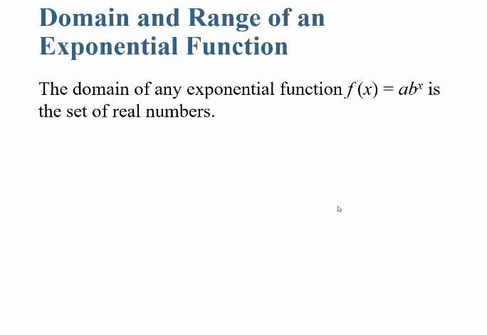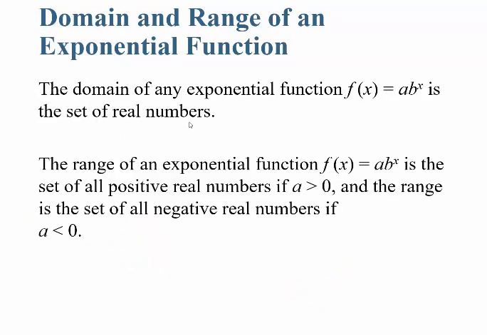Okay, one more thing. The domain of the exponential function is the set of all real numbers, and the range of the exponential function is the set of all positive real numbers. So as long as a is greater than 0, the function will never take any negative values. And if a is less than 0, then the range is the set of all negative numbers. Whatever it is, the range is either all positive if a is greater than 0, or all negative if a is less than 0.